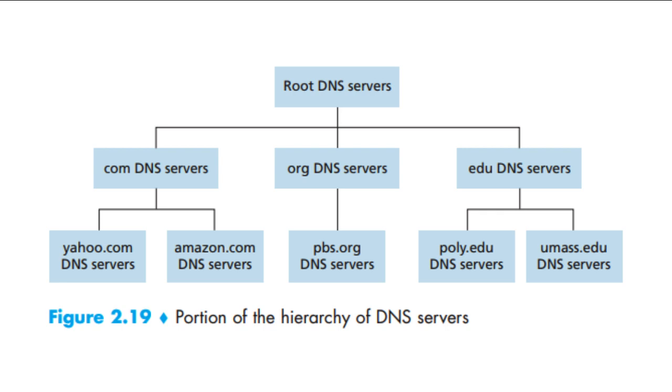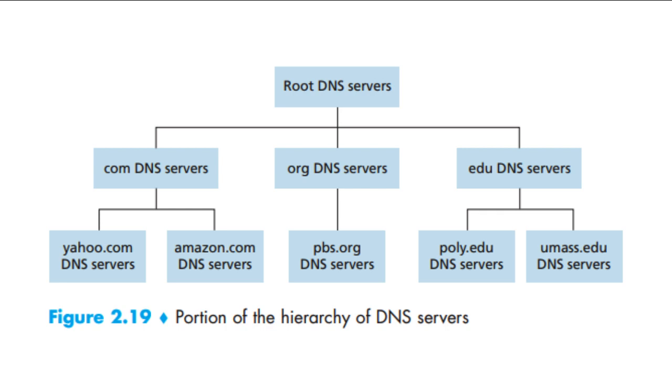Hundreds of root name servers are managed and maintained by tens of organizations all over the world. Second one, top level domain servers. For each of the top level domains, there are TLD servers. For example, .com, .org, .pk, .uk. TLD servers provide the IP addresses for authoritative DNS servers.